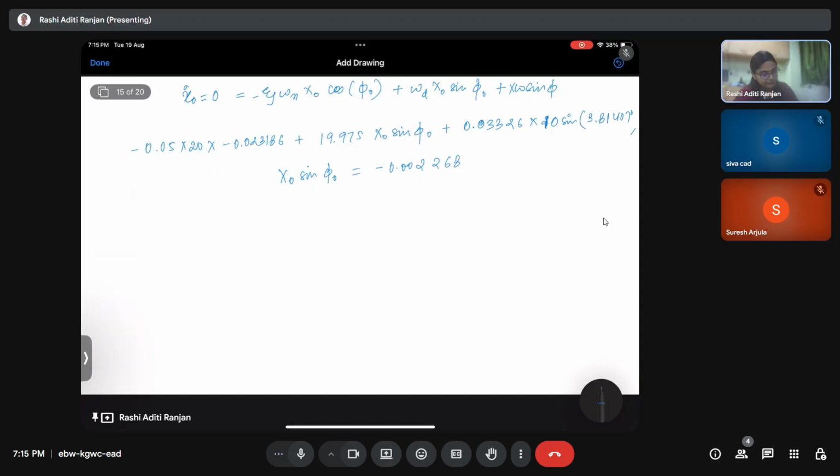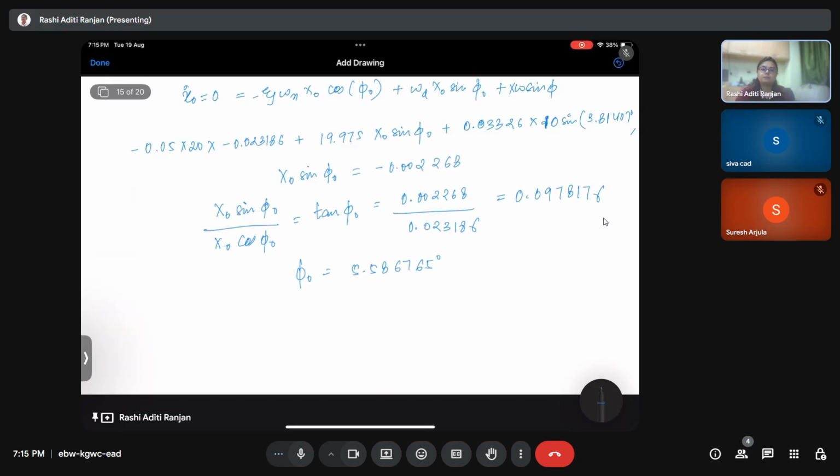Okay, so now since I have sine phi naught and cos phi naught, what I can do is I can just divide these. I can write x naught sine phi naught by x naught cos phi naught as tan phi naught, which is equals to 0.002268 divided by 0.023186. This will give me the value of 0.09781776, and phi naught will turn out to be 5.586765 degree. This is the value of phi naught.